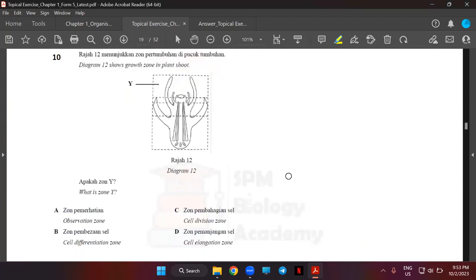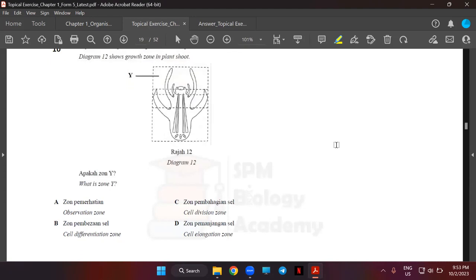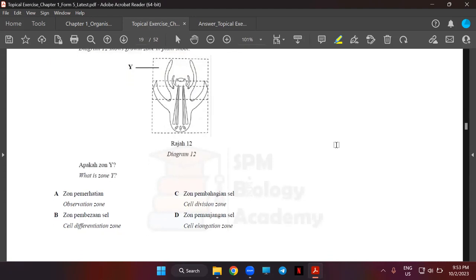Number 10. Rajah 12 menunjukkan zon pertumbuhan di pucuk tumbuhan. Diagram 12 show growth zone in plant shoot. Apakah zone Y? What is zone Y? Zone Y, kalau kamu tengok, dia ada apical meristem. So, zone of cell division. Zon pembahagian sel. Jawapannya adalah C. Okay.